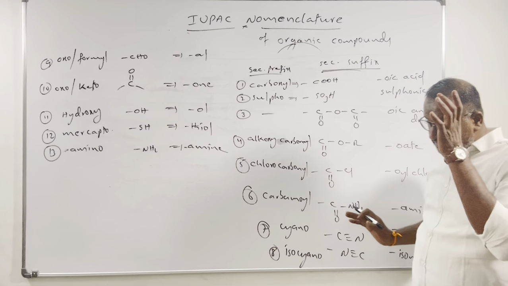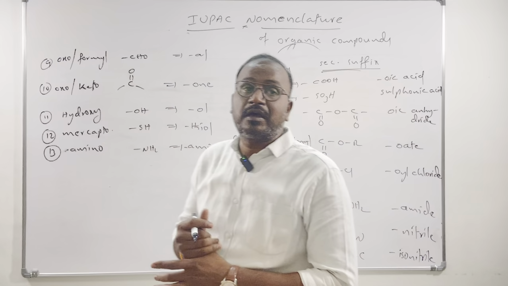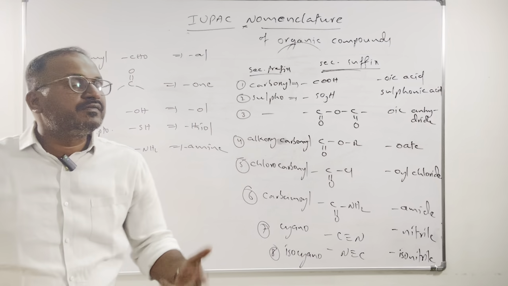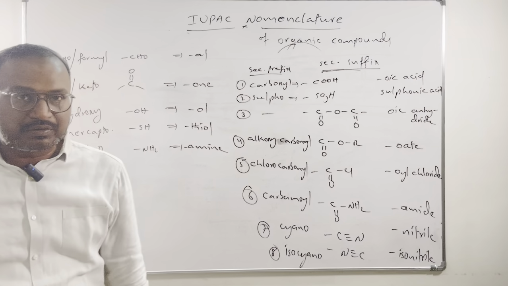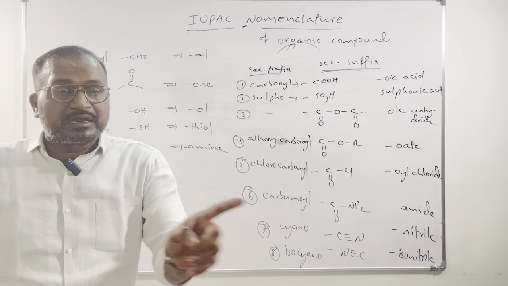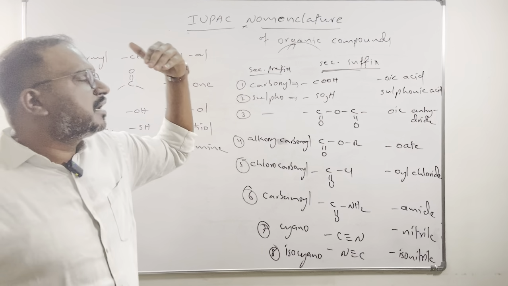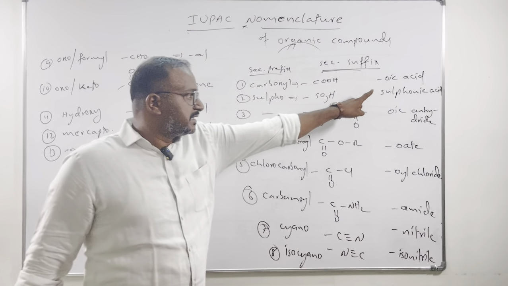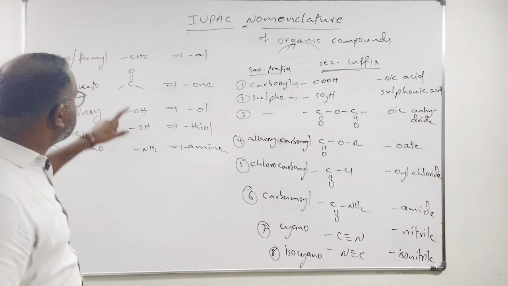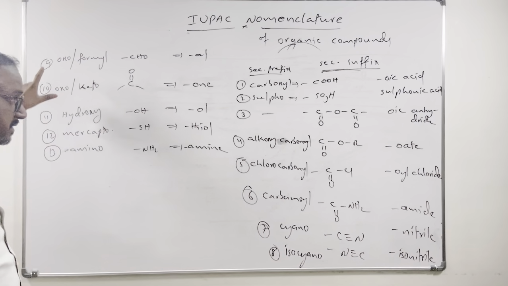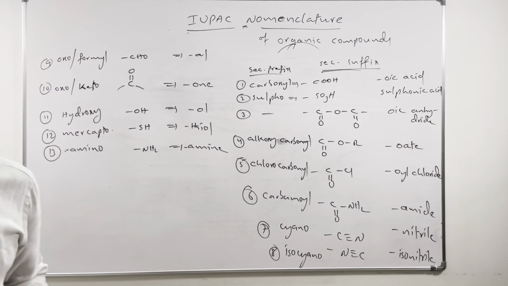So if more than one functional group is present in the organic compound, the functional group which has the highest priority based on this order comes under secondary suffix, and all remaining functional groups come under secondary prefix. If it is secondary suffix, we have to say the names like this, and if it is secondary prefix, we have to say the names like this for these groups.